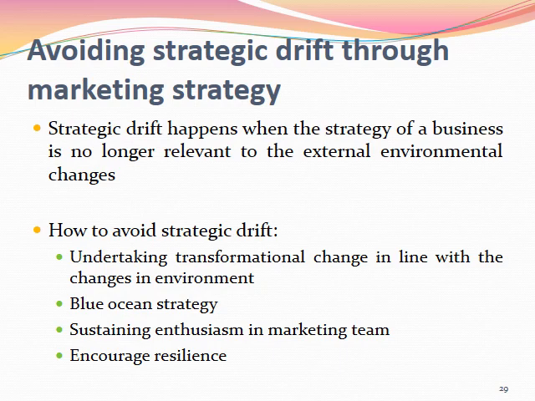So, how to avoid the strategic drift through marketing strategy? Strategic drift is all about we are not in a position to be in line with the environmental changes. So that's basically the drifting situation. We are moving forward, but we are not moving in line with the environmental changes.